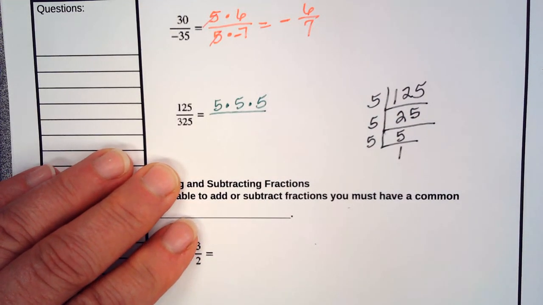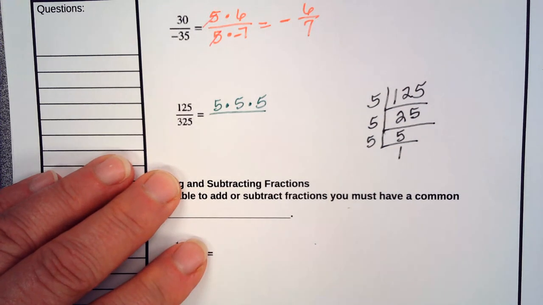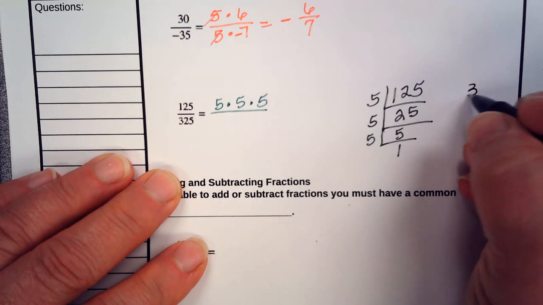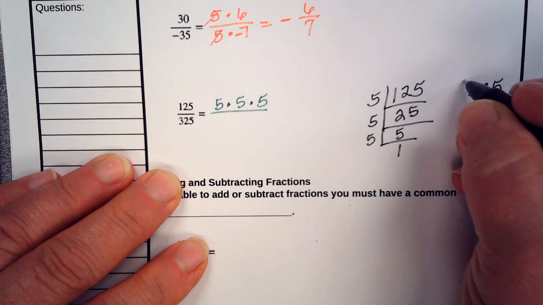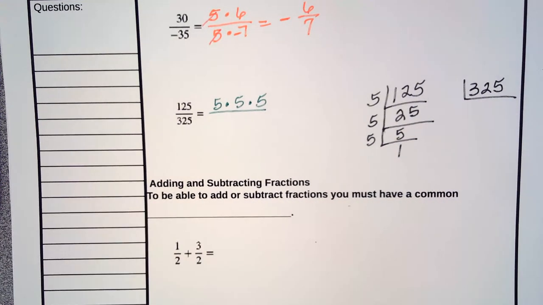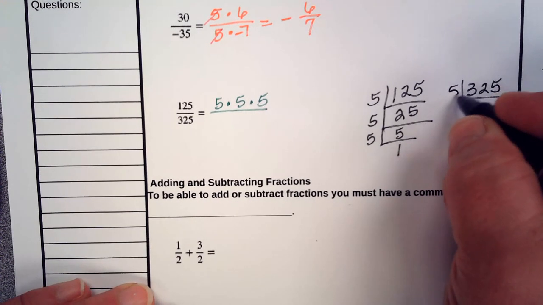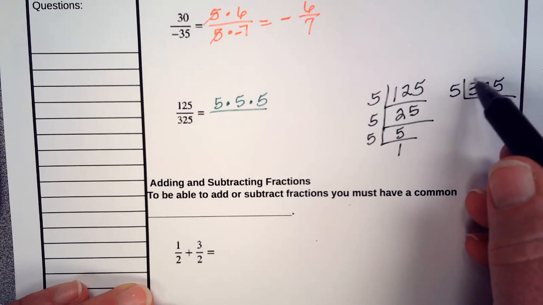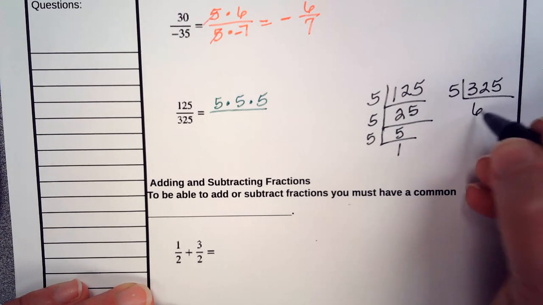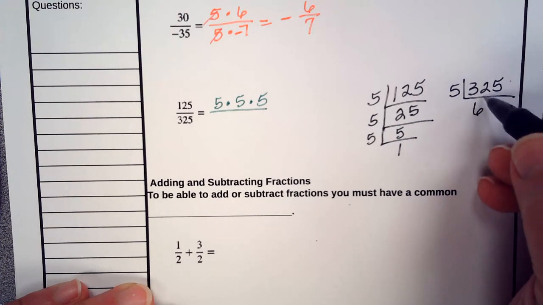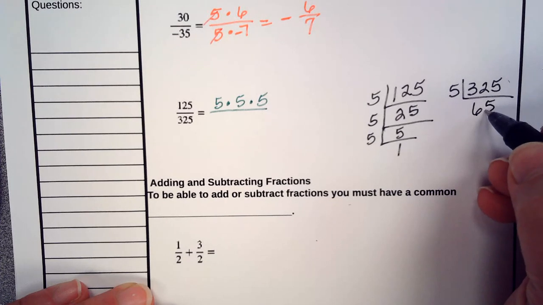We're going to do the same thing for 325. Okay, I can't divide by 2. I can't divide by 3, but I can divide by 5. 5 goes into 32 6 times. That's 30. I'm left with 25, so this would be 65.